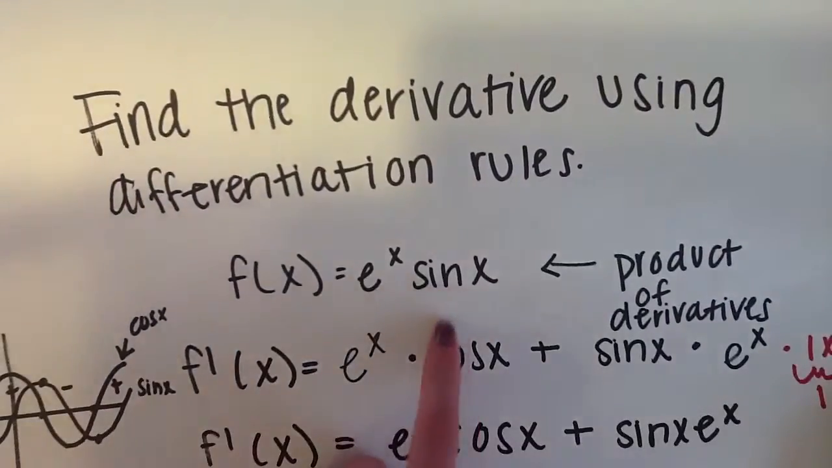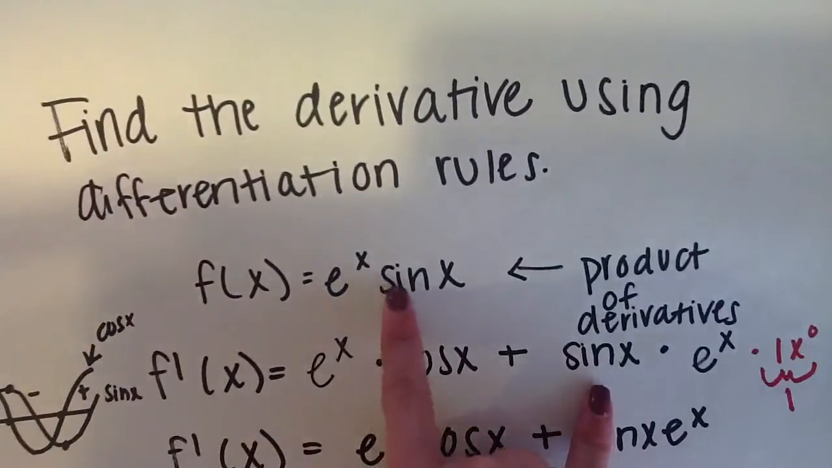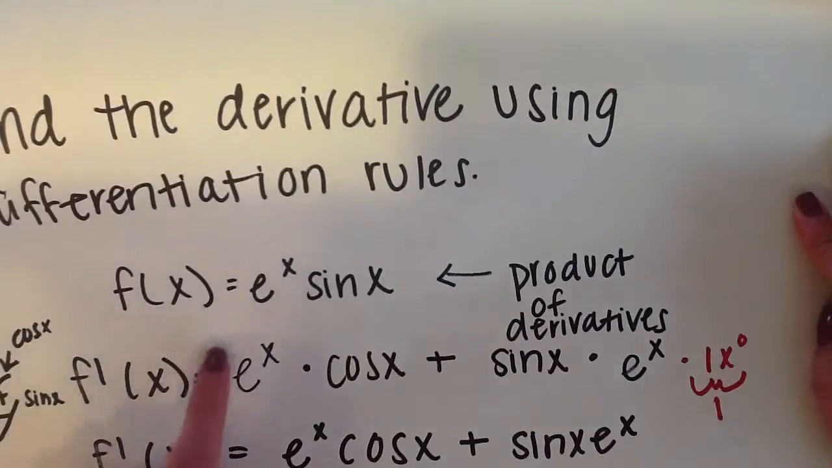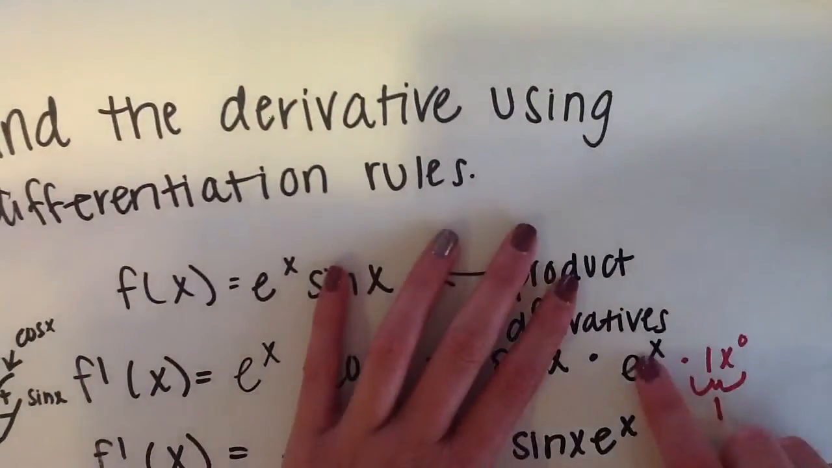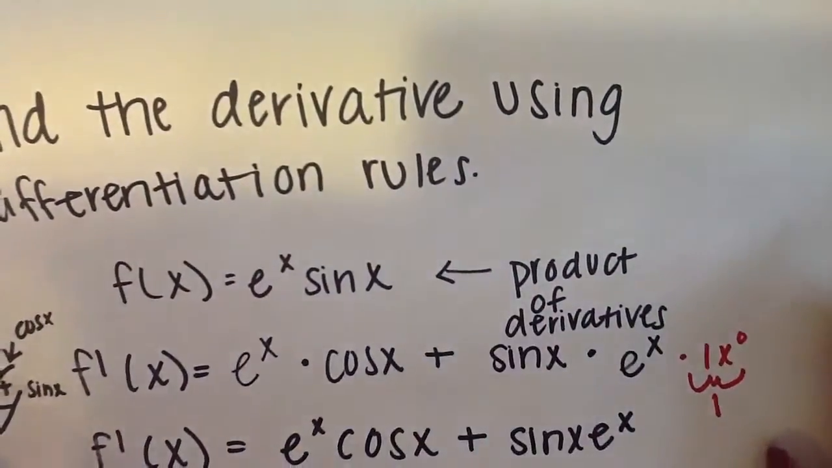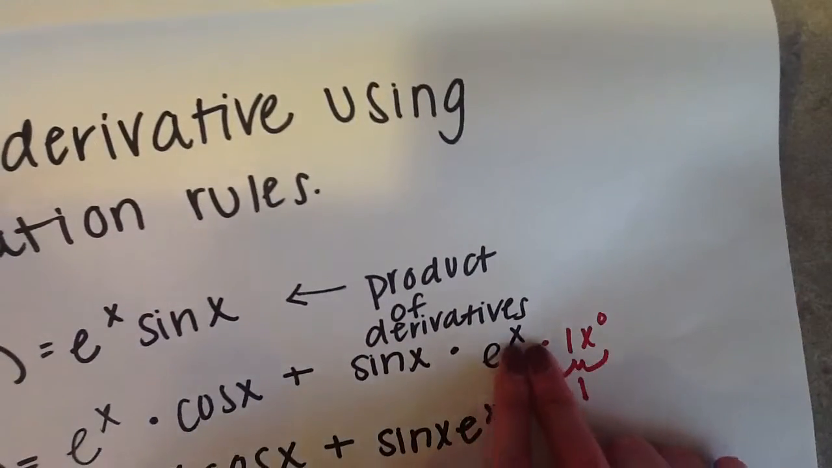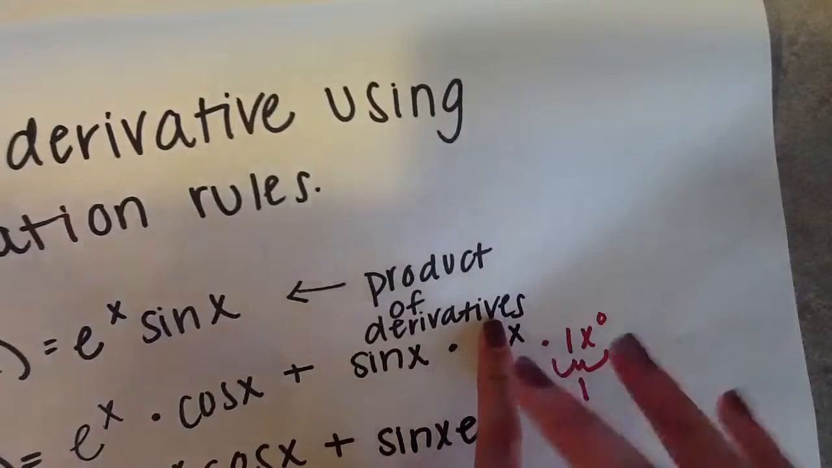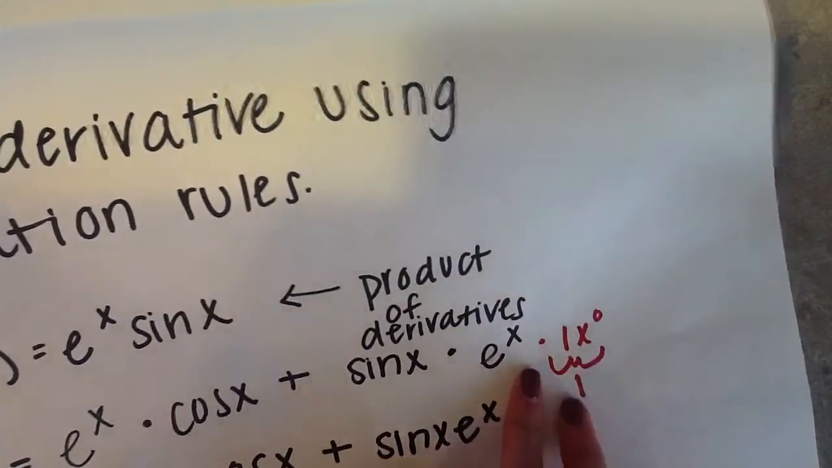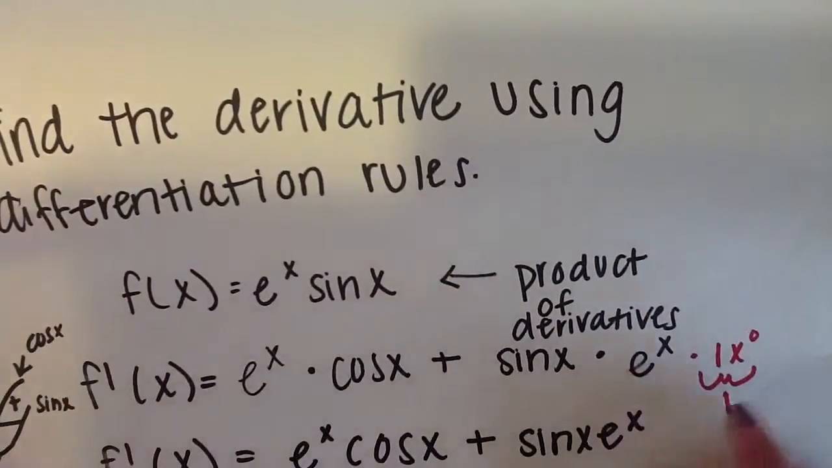So the derivative of the second being cosine, then we're going to add the second part, which is sine, times the derivative of the first part. So we're going to have e to the x, using the chain rule here, and then we're going to multiply that by the derivative of what is in the power, so x. But if you take the derivative of x, that comes out to be just 1, so the derivative of e to the x is e to the x.